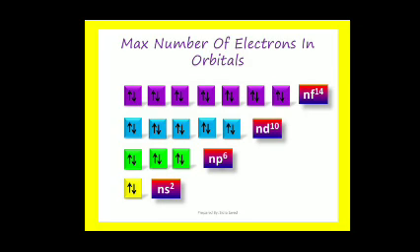S orbital has only one orbital. In this one orbital, the maximum number of electrons is 2. P orbital has 3 degenerate orbitals px, py, pz. In the p orbitals, the maximum number of electrons is 6. D orbital has 5 degenerate orbitals available.